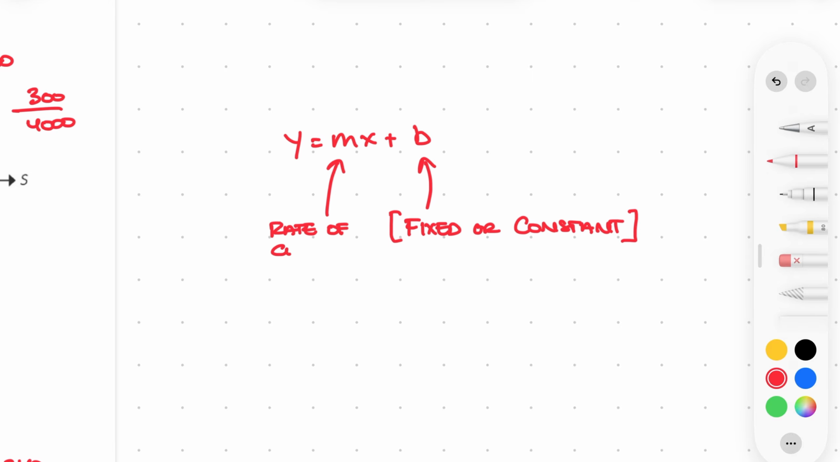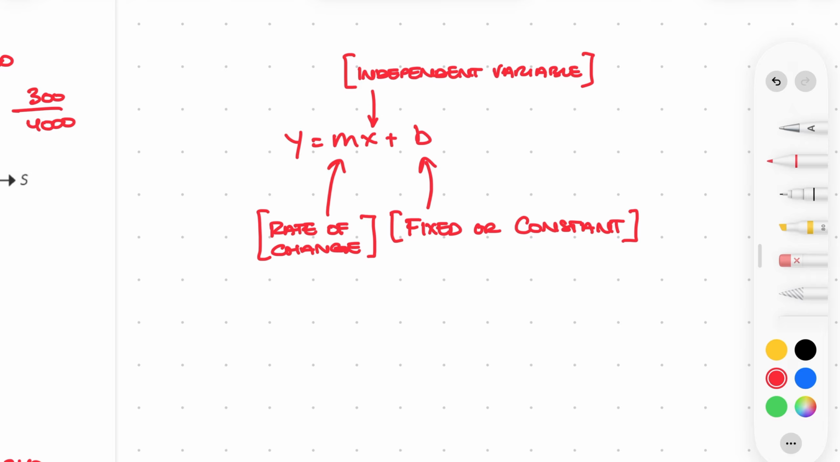Now for the letter m, this is the rate of change. So changes are happening. This is going to be the rate of that change, right? How fast it is. And so steeper means faster, or a faster rate of change, and less steep means slower. Then this right here will represent the independent variable. So it's based on that rate of change, like how are you going to adjust it, right?